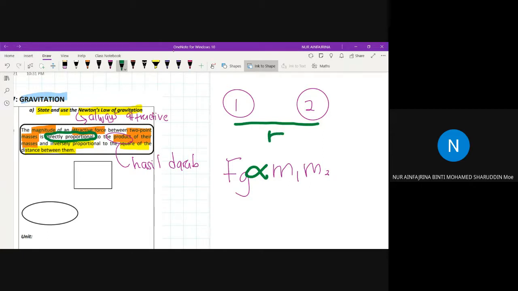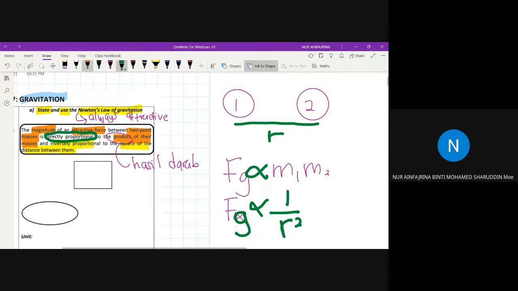So first part, the attractive force. The attractive force is the gravitational force is directly proportional to the 2 point masses iaitu M1 darab dengan M2. To the product of their masses lah. And also inversely proportional to the square distance between them. So 1 over R squared. Dia adalah inversely proportional to the square of the distance between them.